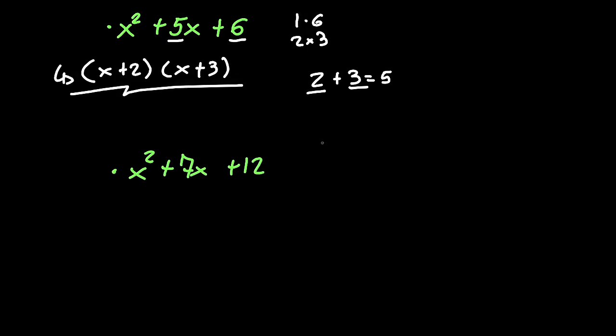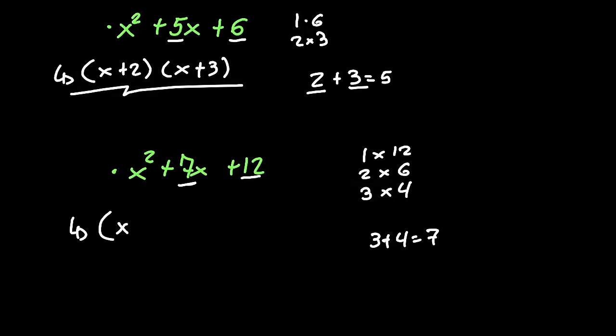Next example would be x squared plus 7x plus 12. Firstly, find the multiple factors of 12, which would be 1 times 12, 2 times 6, and 3 times 4. Now, 1 plus 12 would be 13, 2 plus 6 is 8, and 3 plus 4 would be 7, which is this middle coefficient. And so, your answer would be x plus 3 multiplied by x plus 4.